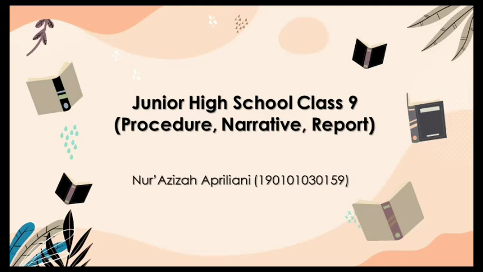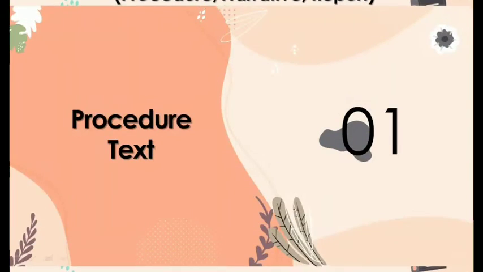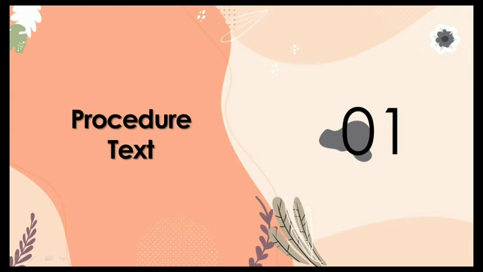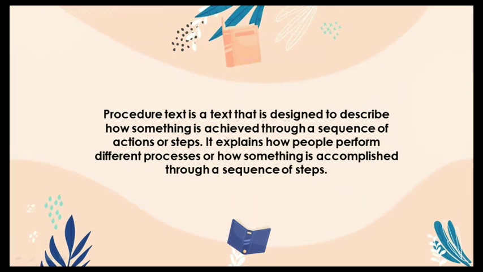Here I'm going to explain about procedure text, narrative text, and report text in junior high school class 9. For the first is procedure text. Procedure text is a text that is designed to describe how something is achieved through a sequence of actions or steps. It explains how people perform different processes or how something is accomplished through a sequence of steps.